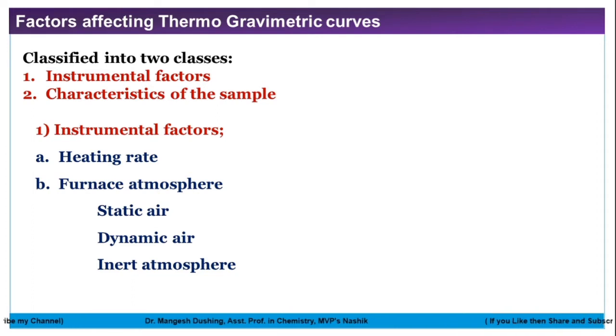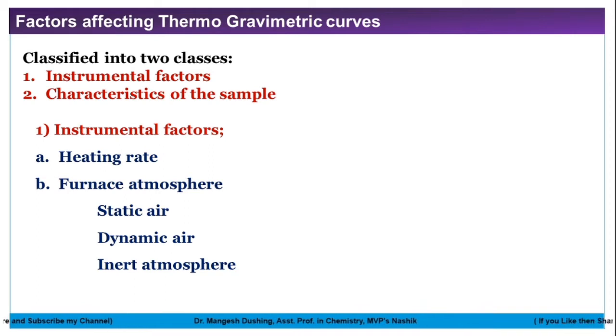Generally, one of the following furnace atmospheres is used in thermogravimetric analysis. Those are static air, dynamic air, and inert atmosphere. Static air: in this case, the air from the atmosphere is allowed to flow through the furnace. So whatever the atmospheric air is allowed to pass through the furnace, that is called static air.